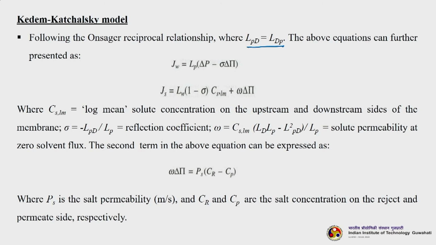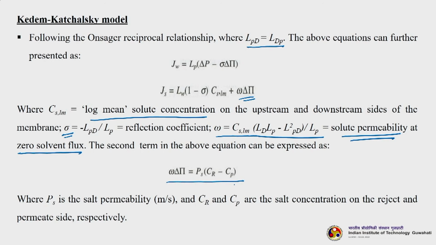Now, what are these terms? Cslm is the log mean solute concentration on the upstream and downstream sides of the membrane. Sigma, which is also called the reflection coefficient, is minus Lpd by Lp, and omega equals Cslm into (Ldp Lp minus Lpd squared) divided by Lp. So, this is actually the solute permeability at zero solvent flux. The second term in the above equation, omega delta pi, we can write as Ps into Cr minus Cp. Ps is the salt permeability, and Cr and Cp are the salt concentrations on the reject and permeate sides respectively.